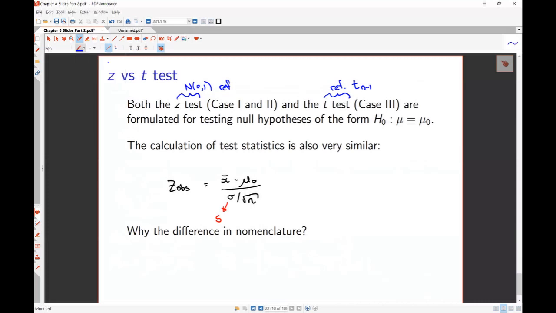And for t observed, we know that we're using s over square root of n. So it's not an approximation case like sometimes in z observed, where we can replace sigma by s and know the normal distribution is still an approximation. The t observed statistic is used if we have normality, but we don't know the population variance. So the difference in nomenclature just tells us which reference distribution to use.